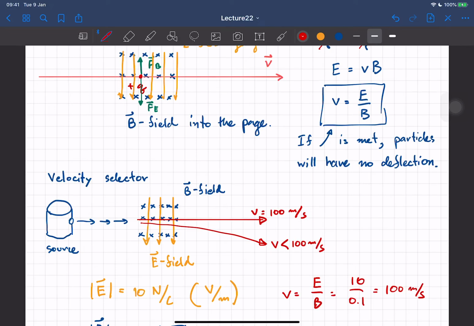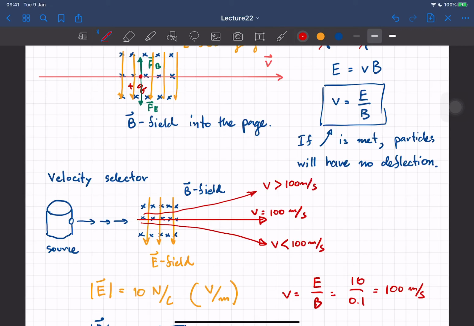But if the velocity is larger than 100 meter per second, then the magnetic force will be too strong, and it will bend upward like this. So this is v larger than 100 meter per second.